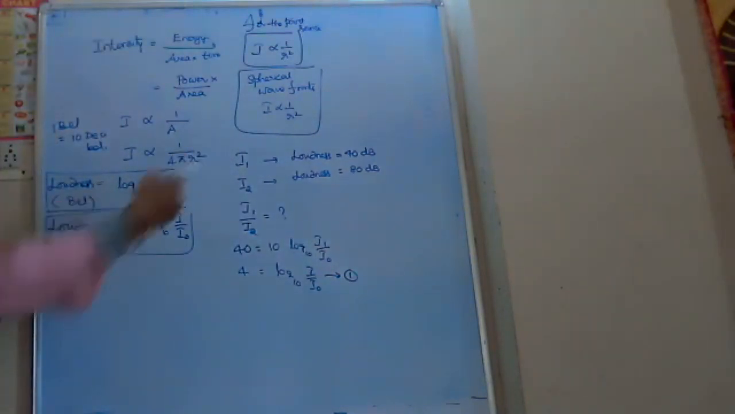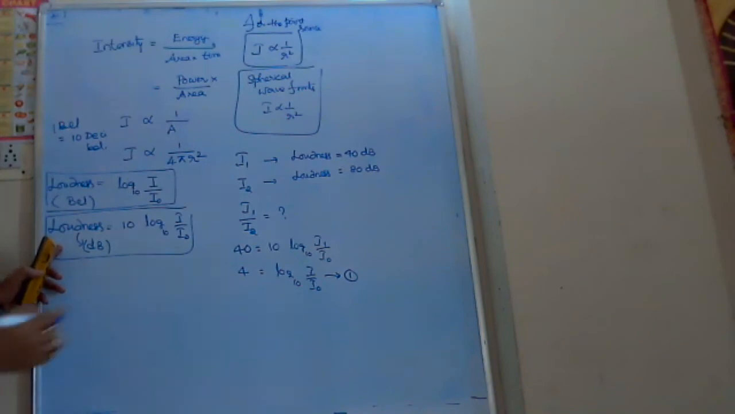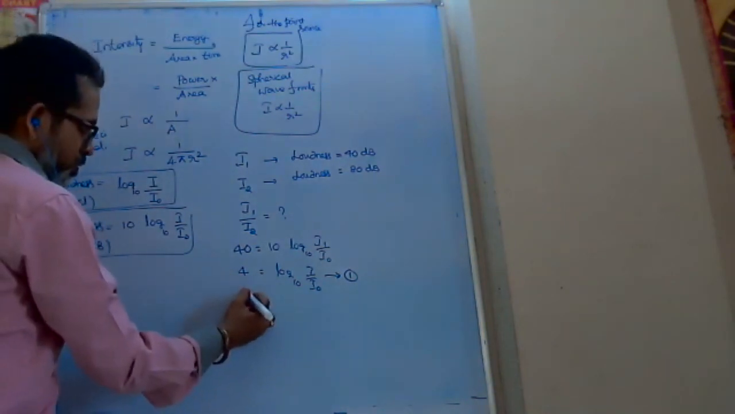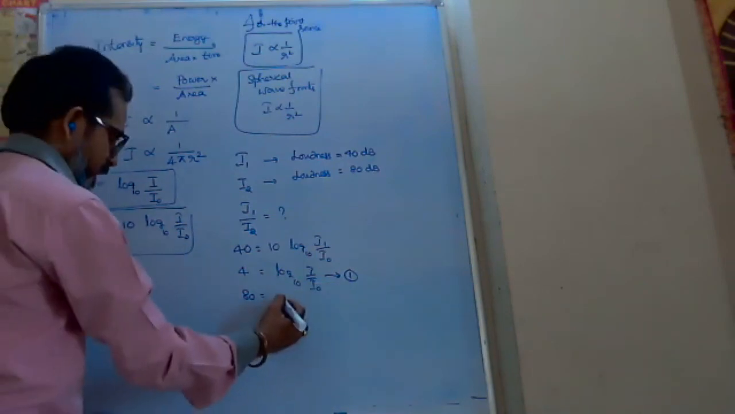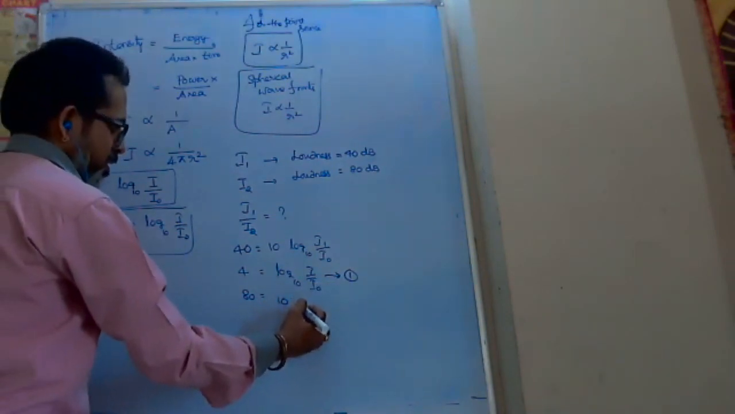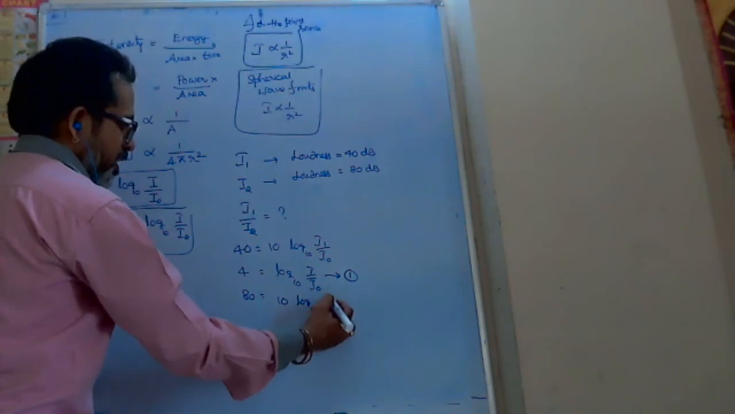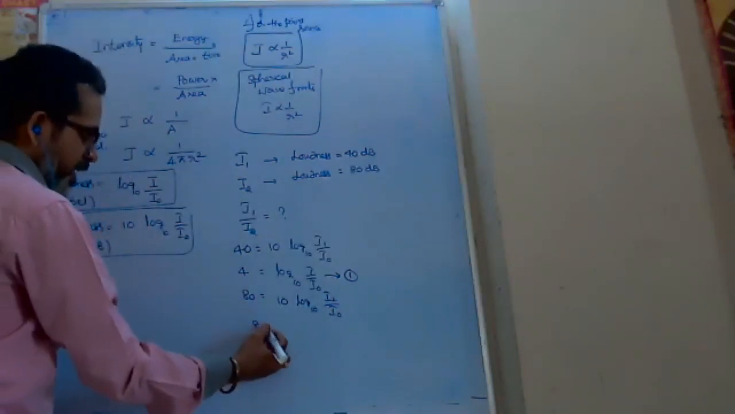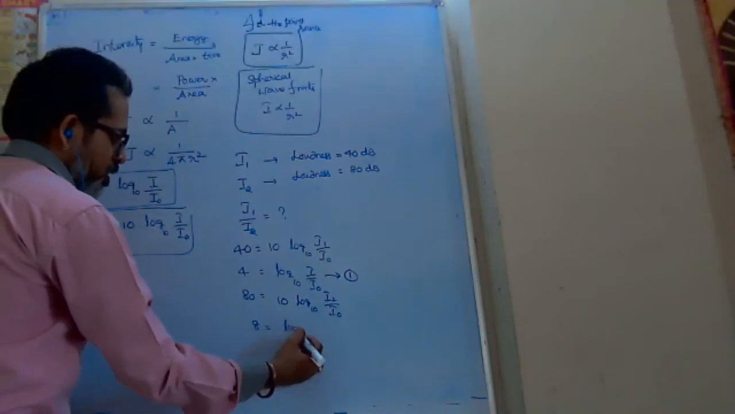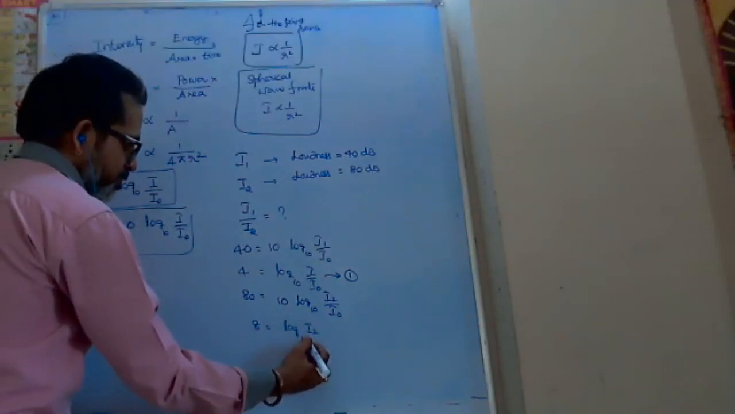10 power 8. Loudness is given as 80. I2 is equal to 10 power 8 I0. Right, good, according to your calculation. Right, nice, correct. 10 log I2 by I0. So here I cancel. I write 8 is equal to log I2 by I0.